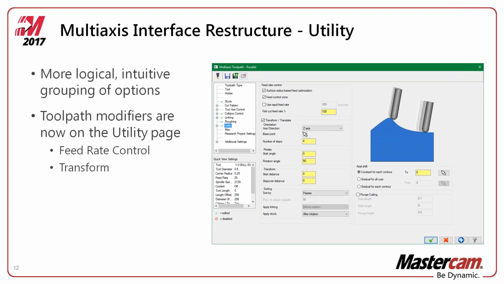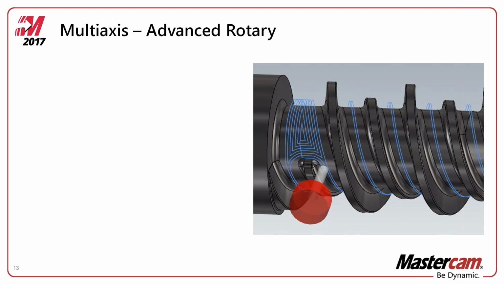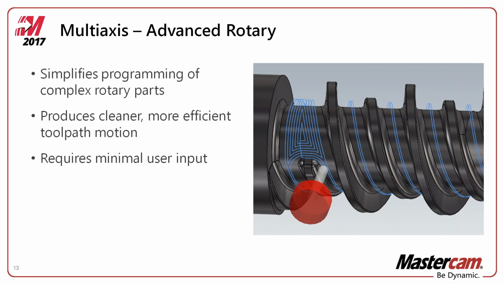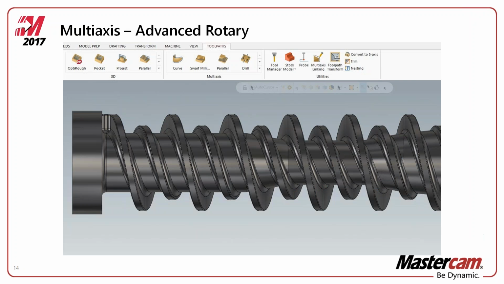Same thing kind of goes for the utility page. Again, kind of adding things together, that way we don't have to search for it. They did add in a newer style of toolpath called Advanced Rotary. It would be good for any rotary type of parts that you want to consistently spin your rotary with.